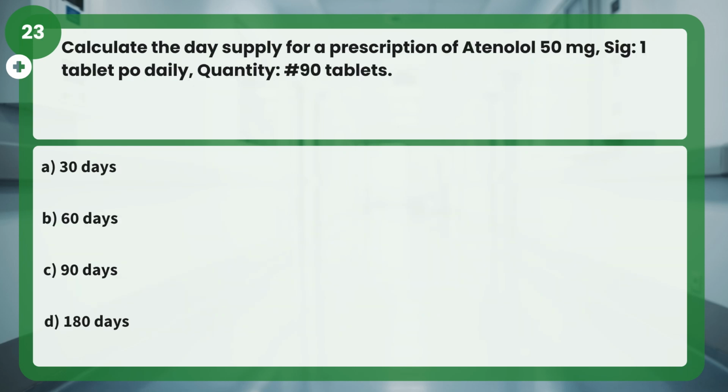Question 23. Calculate the day supply for a prescription of atenolol 50 mg, Sig: 1 tablet PO daily, quantity: 90 tablets. A. 30 days. B. 60 days. C. 90 days. D. 180 days.